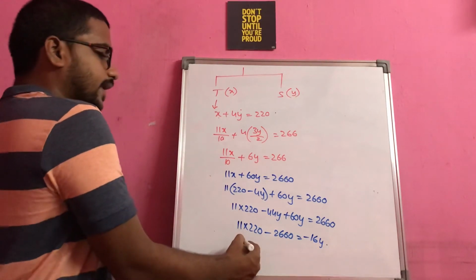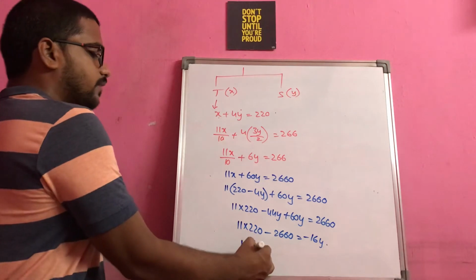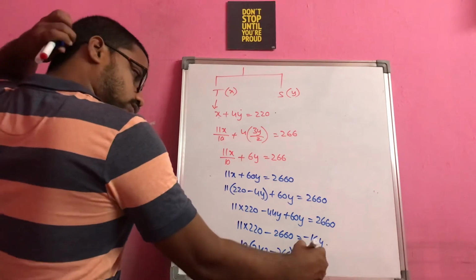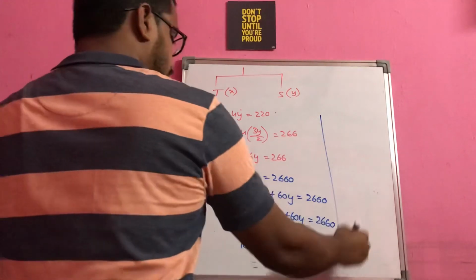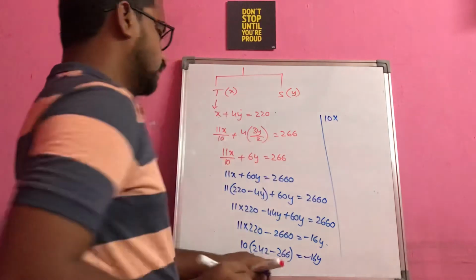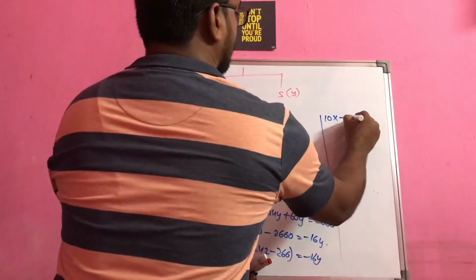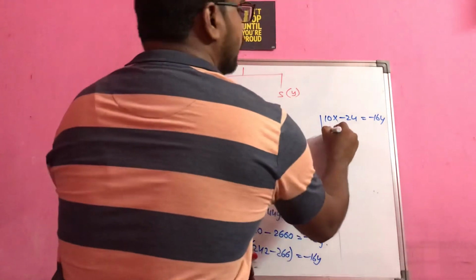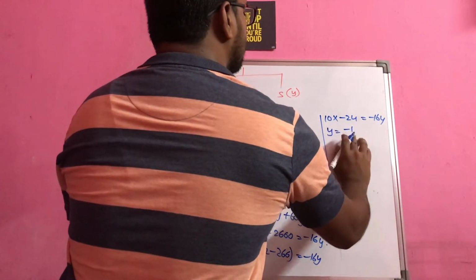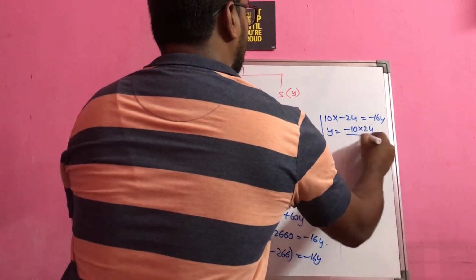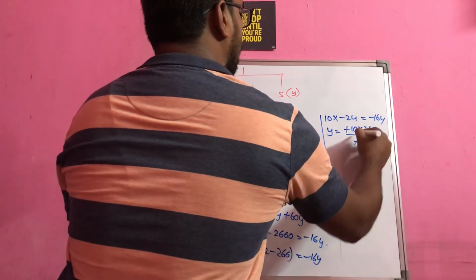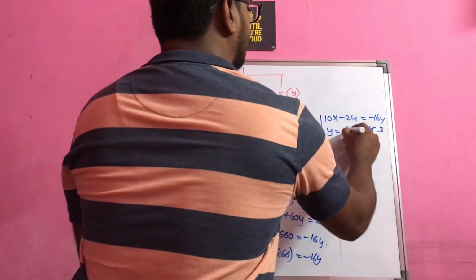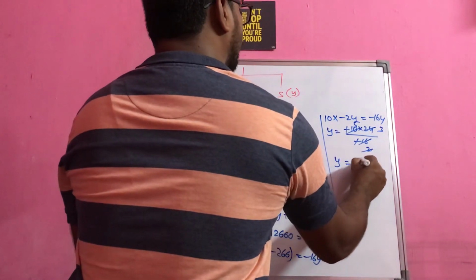Here I can take 10 as common. So 11 into 22 means 242, minus 266 is equal to minus 16y. On further simplification, 10 into this is minus 24. Here is the mistake, we wrote some other 22 like that. So y is equal to minus 10 into 24 divided by minus 16. You can cancel out the 4 table, or even the 8 table. This is 3 and this is 2, 5 here. So y value is nothing but 15.